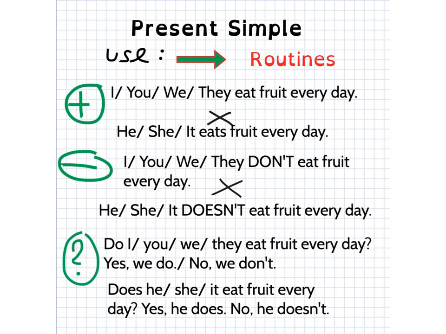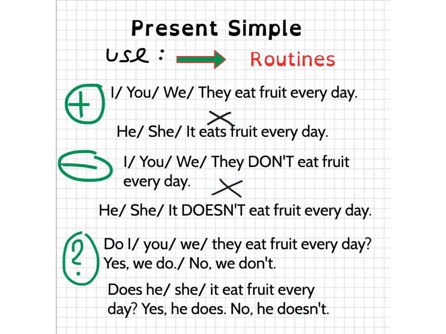Let's have a look first at the affirmative sentence. With the subjects like I, you, we and they, the sentence is like this: I eat fruit every day. You can see that the form of the verb is the infinitive, the bare form without anything. On the other hand, if we use it with the subjects he, she, it, there is an important change: he eats fruit every day. So we have to add this s at the end of the verb.